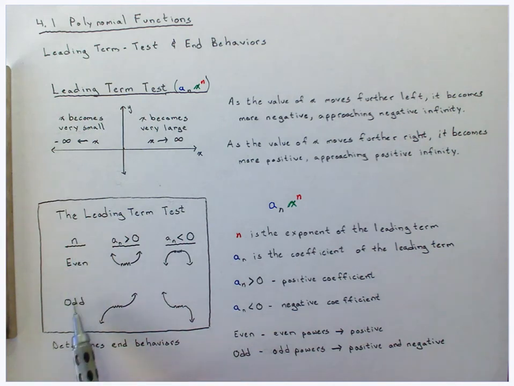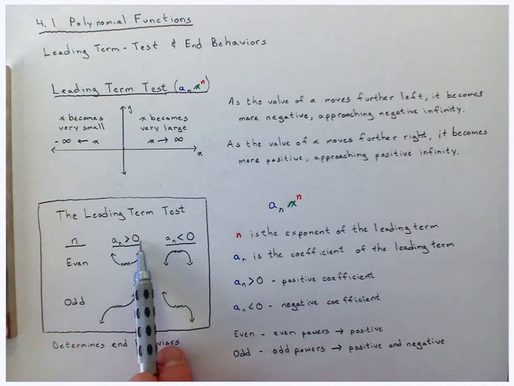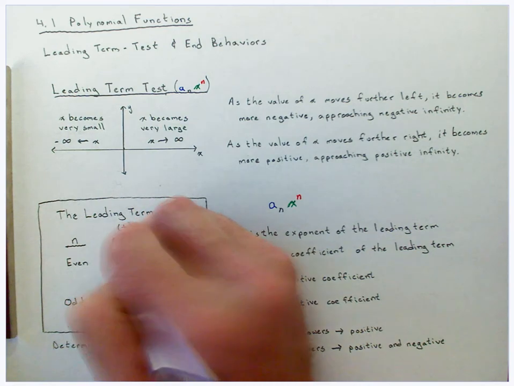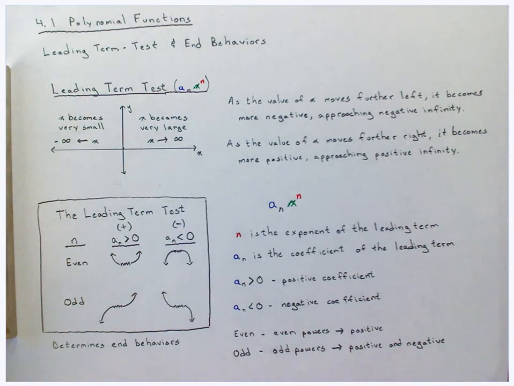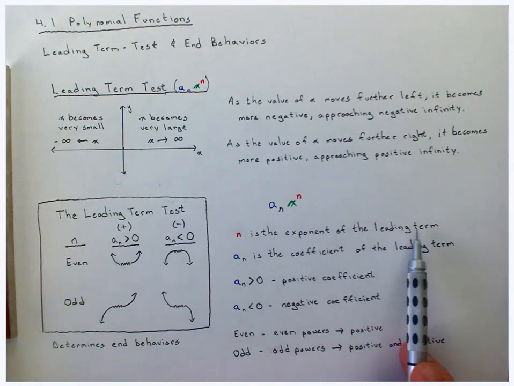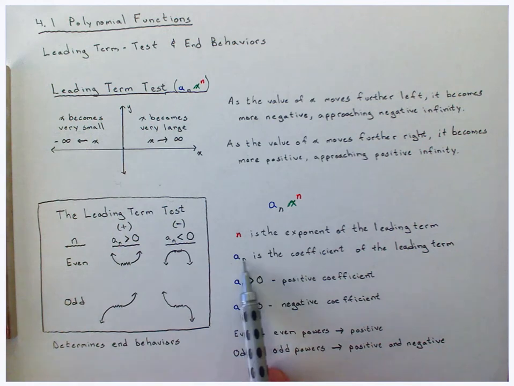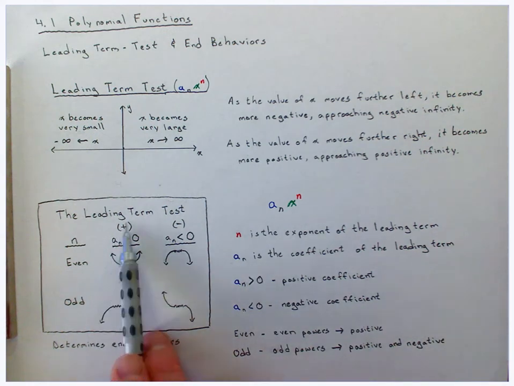Is it even or odd? And is my leading coefficient a sub n going to be positive, greater than 0, or negative, less than 0? So n is the exponent of the leading term. We're going to look to see if it's even or odd. A sub n is the coefficient of the leading term, and we're looking to see if that's positive or negative.